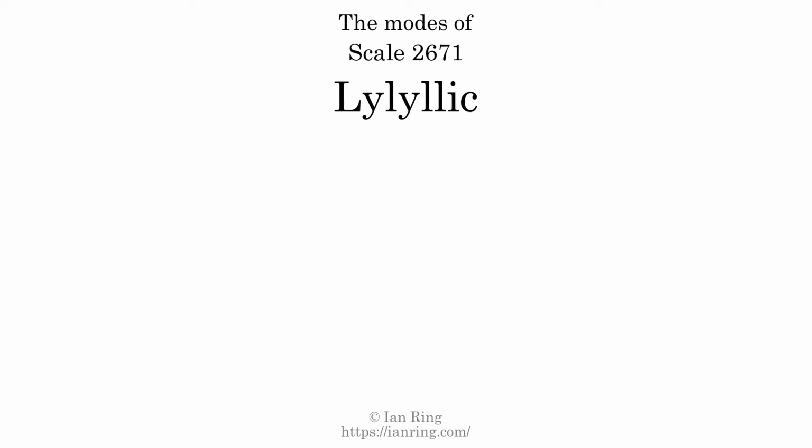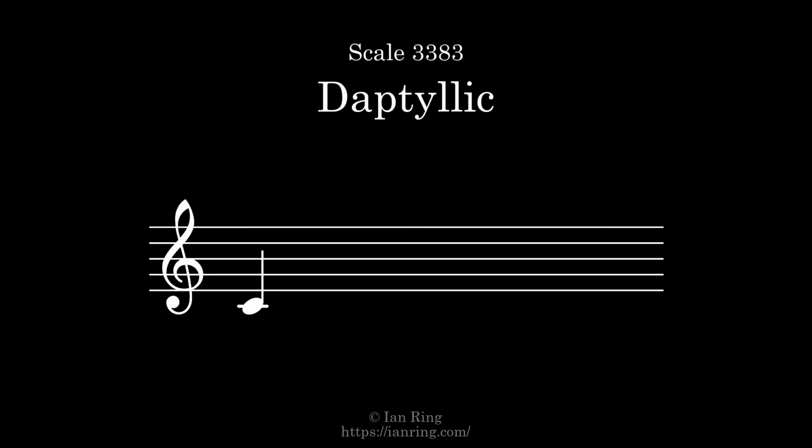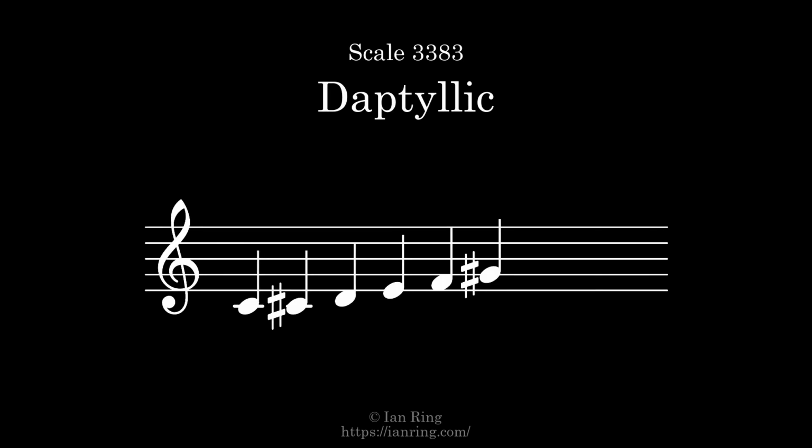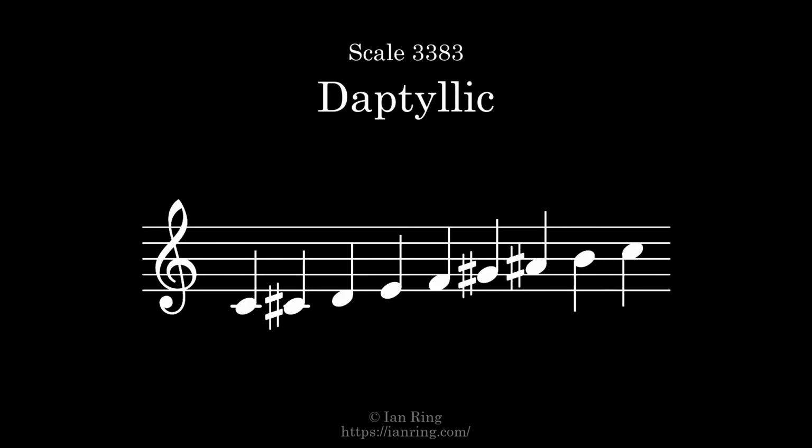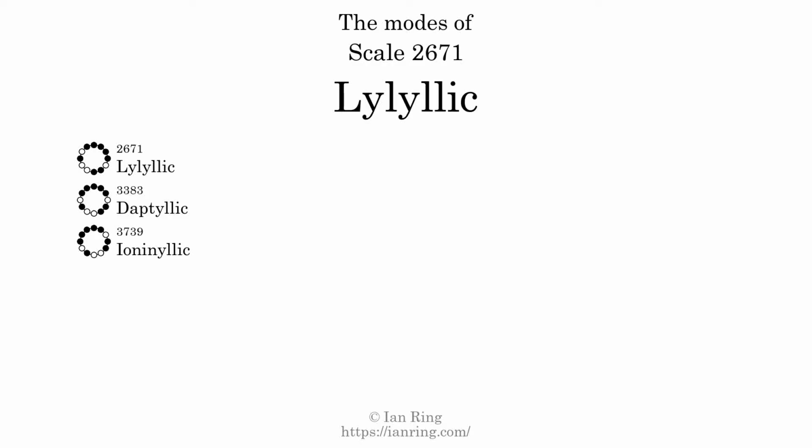This scale has 8 modes. The first mode is itself. The second mode is scale 3383, also known as dactylic. It sounds like this. The third mode is scale 3739, also known as Lylyllic. It sounds like this.